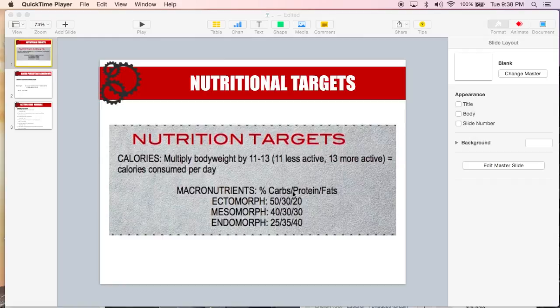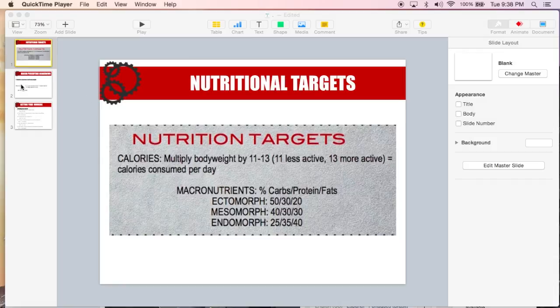Now, the percentages we're going to use in order to get our macronutrients vary for each body type. So if you didn't see video number 1, I suggest you see that right now, because none of this is going to make sense. So we have carbs, proteins, fats. It's 50-30-20 for an ectomorph, 40-30-30 for a mesomorph, 25-35-40 for an endomorph.